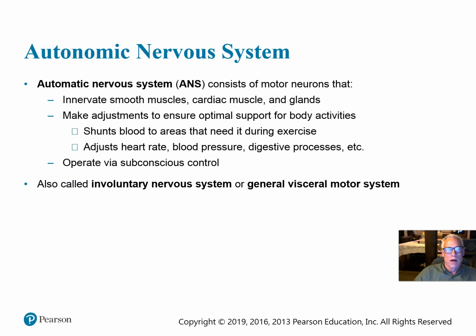So what are we talking about? Visceral nervous system or autonomic nervous system. It innervates smooth muscles, heart muscle, and glands, things that you have no knowledge of, no control over. And it's all about maintaining homeostasis. So we're going to take a closer look at all the functions of the autonomic nervous system as we go through.